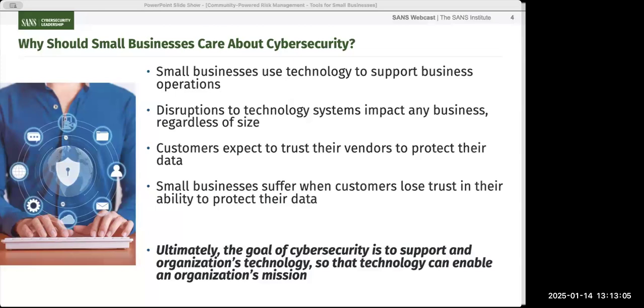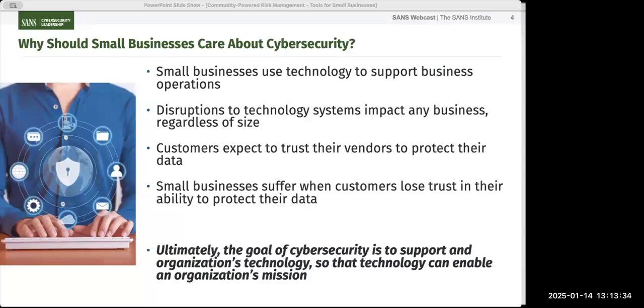So that all being said, customers, let's say, go back to the other side of it. Not only do we need technology to support the mission, but customers also have to be able to trust their vendors to protect their data. There's this expectation that if I'm a business and a customer gives me their information, private or otherwise, they're expecting that I'm going to protect that information and they're not going to regret giving it to me.